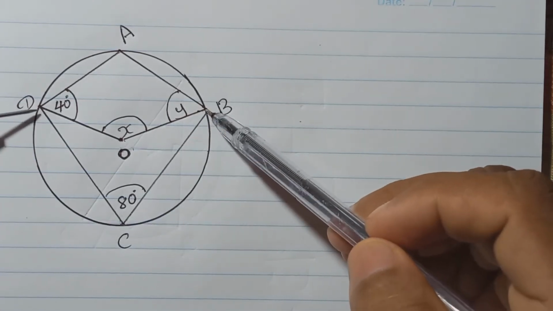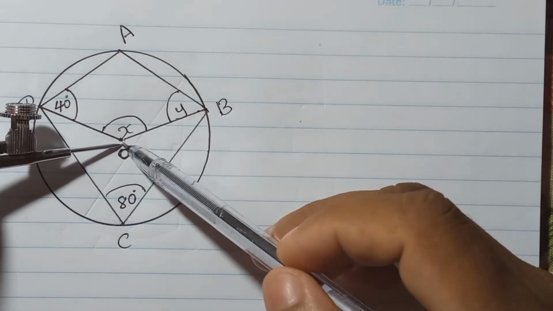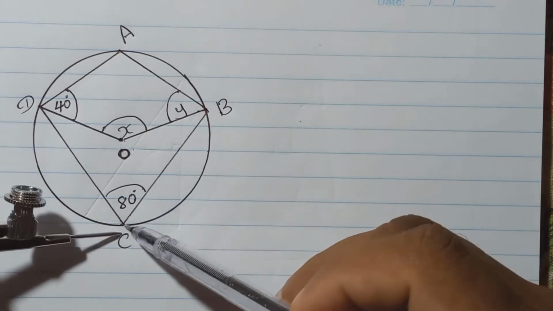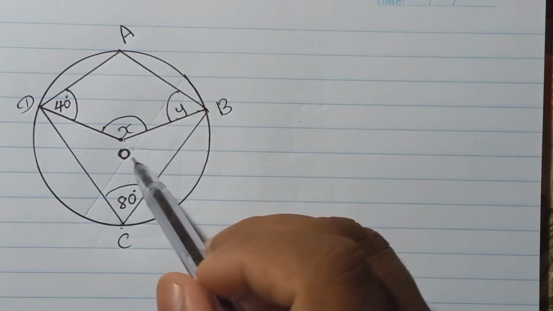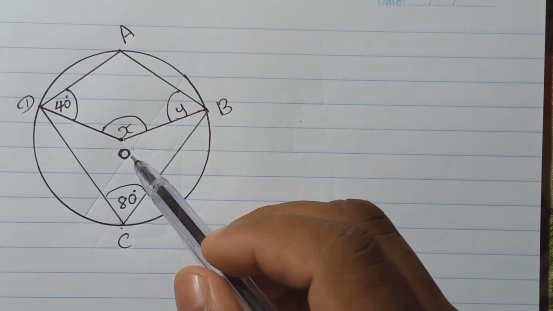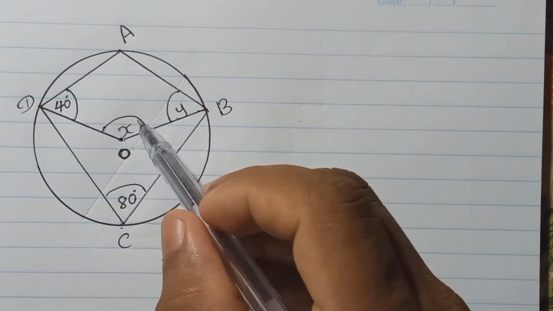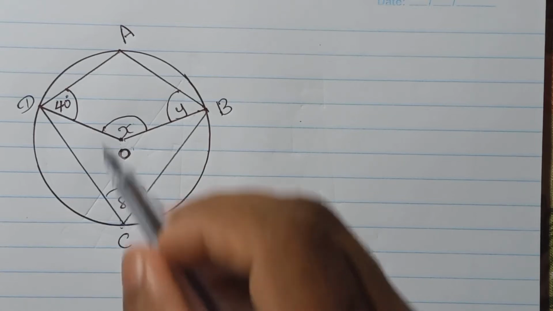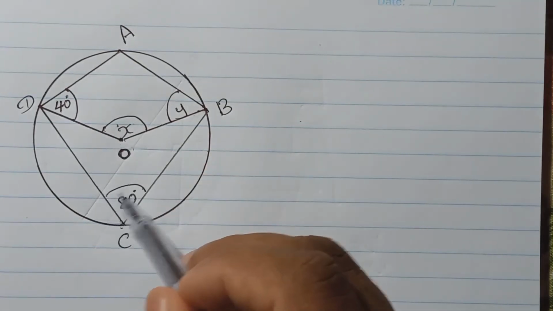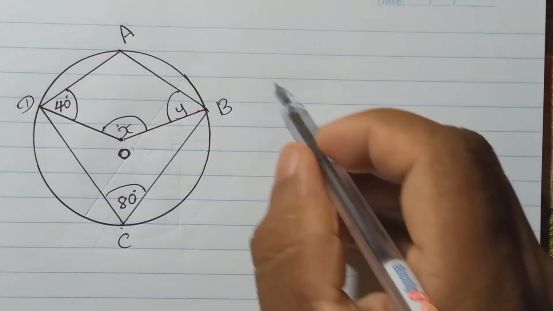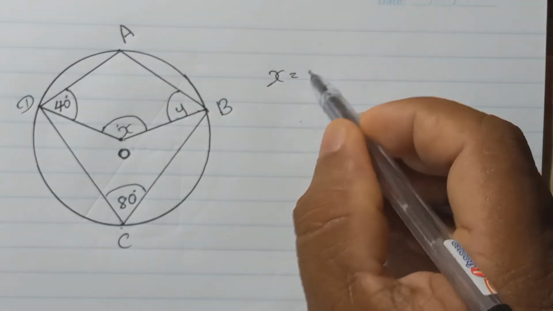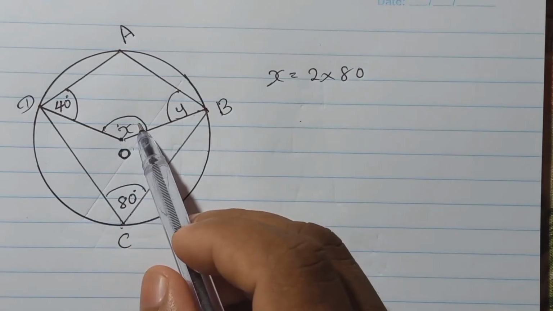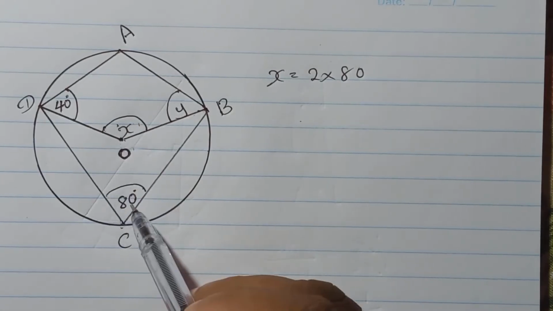Look again, from D and B go to the center, and from the same two places, D and B, go to the circumference, like this. So when you have this type of situation, what we have learned is that the center one is twice the circumference one. That means x will be equal to twice 80, so x equals 2 into 80, right?